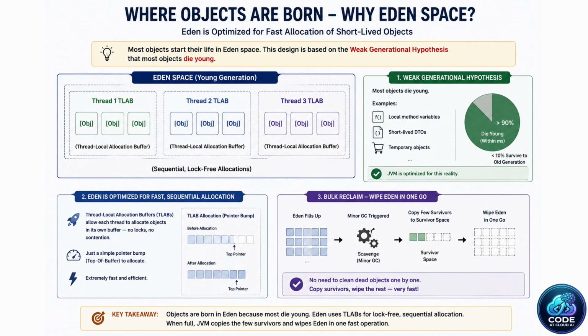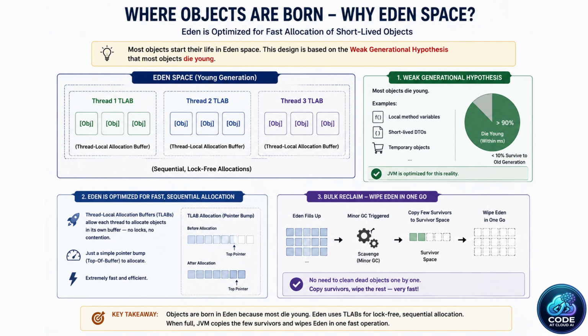Now, let's talk about where objects are born. Why do most objects start their lives specifically in the Eden space? This design leverages the weak generational hypothesis, which states that most objects die young, like local method variables or short-lived DTOs. Eden is optimized for rapid sequential allocation using thread local allocation buffers, TLABs.